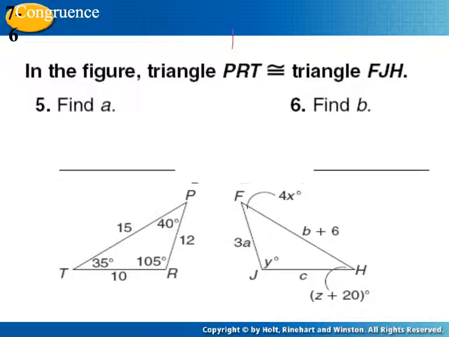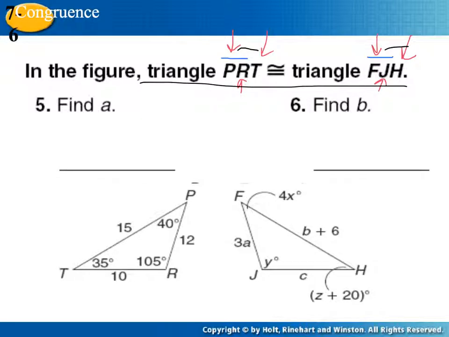That tells me that angle P is congruent to angle F. Angle R is congruent to angle J, and angle T is congruent to angle H. It also tells me PR is congruent to FJ. Those two are in the same position, same order, in the congruent statement. RT is congruent to JH. And last but not least, I'd have FH and PT. All of those are congruent just based on this congruent statement.